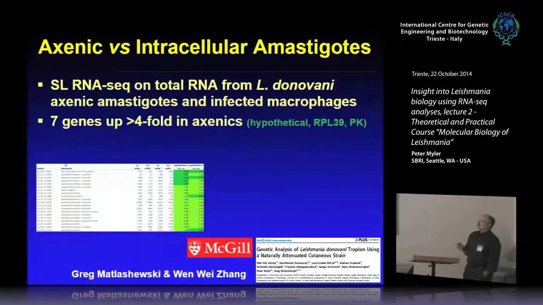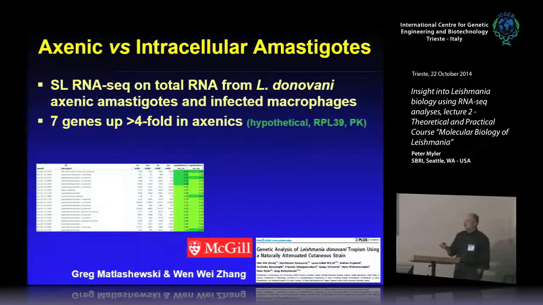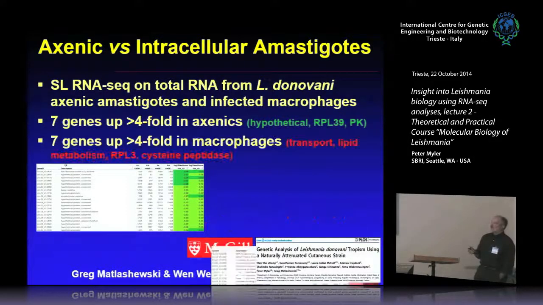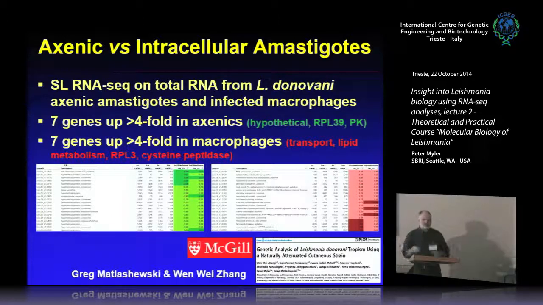So we decided to test that experiment using RNA-seq. Wenwei in Greg's lab isolated RNA from axenic amastigotes and from amastigotes that were growing inside macrophages. Here he didn't actually isolate the amastigotes out of the macrophages. He just made total RNA from infected macrophages. We made libraries from both of those and compared the two. You can see that there are only 7 genes that showed a 4-fold or more change up, and 7 genes that were down. So essentially, axenic and intracellular amastigotes looked virtually identical.